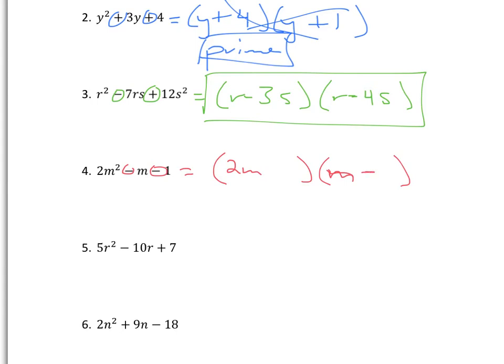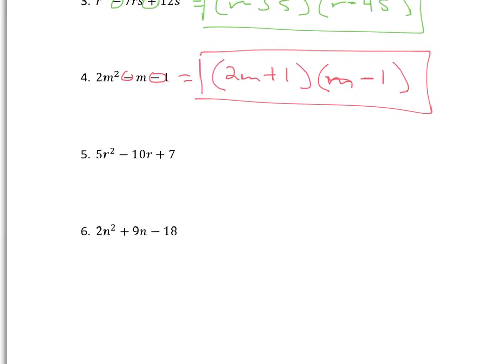Well, when you do the outsides, you want the 2 to be with the negative. Okay, so when you multiply these two together, you would get 2m squared, which is good. Negative 2m plus 1m is negative 1m, good. 1 times negative 1 is negative 1. All finished.